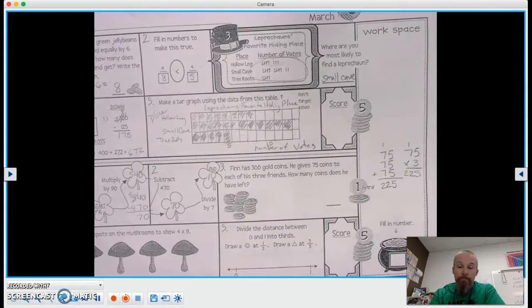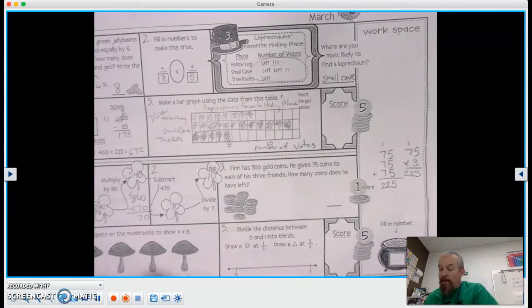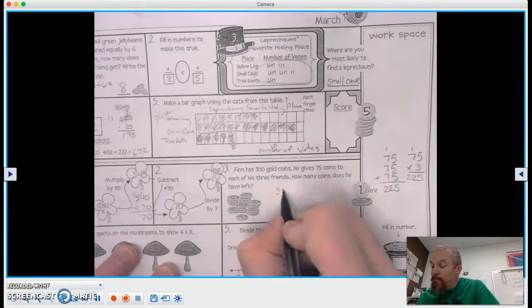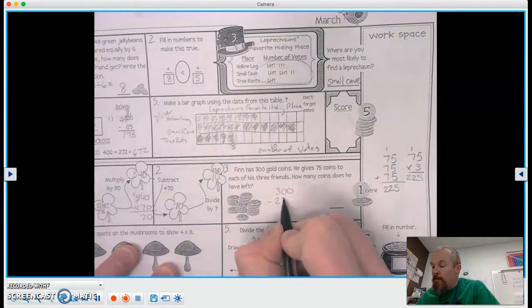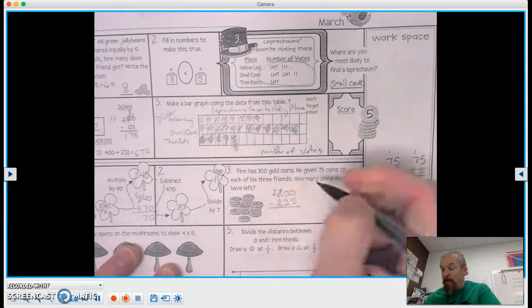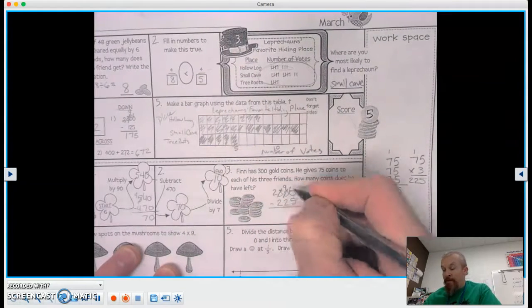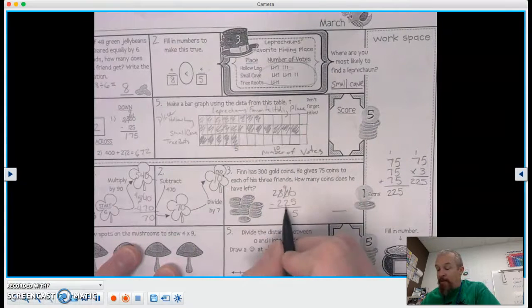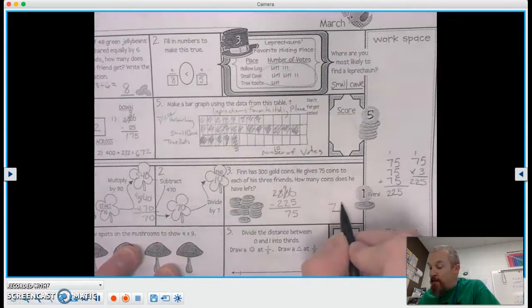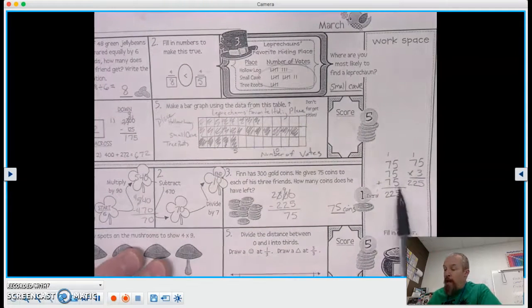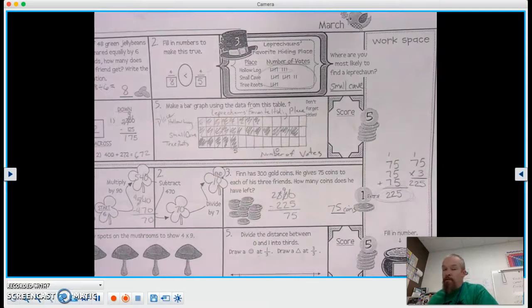That is a no. That's not our answer. That's how many coins he gave away. Now we need to finish it. 300 minus the coins. So we're going to borrow from next door. And we have 10 minus 5 is 5. 9 minus 2 is 7. So he has 75 coins left. Okay, don't forget to do that, okay? Because that's going to be a tricky one.